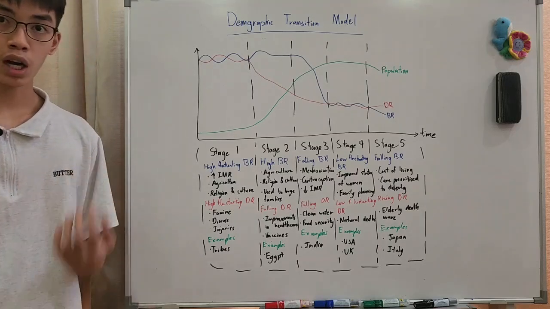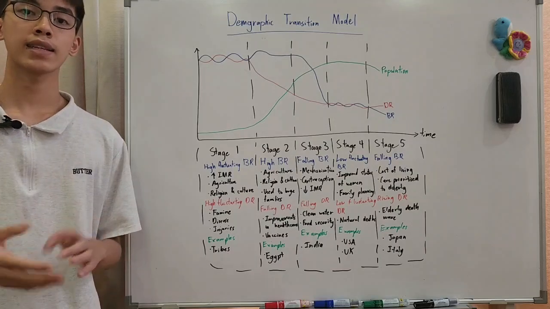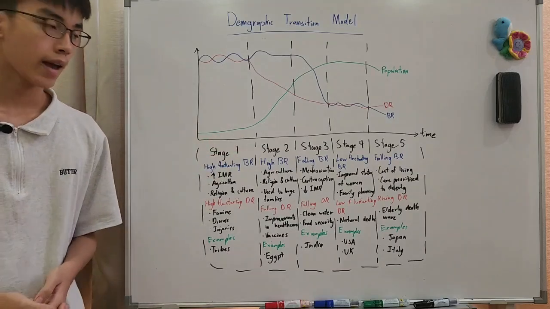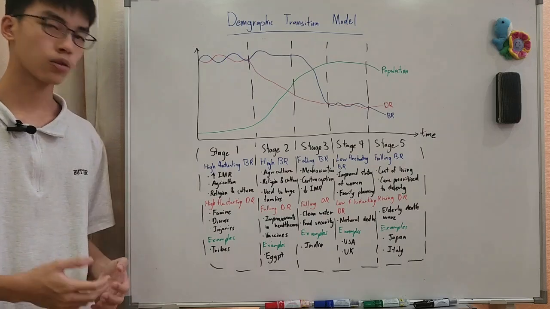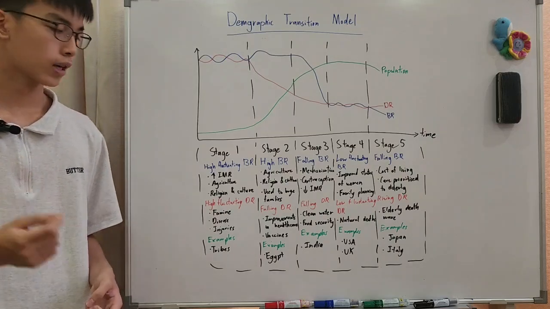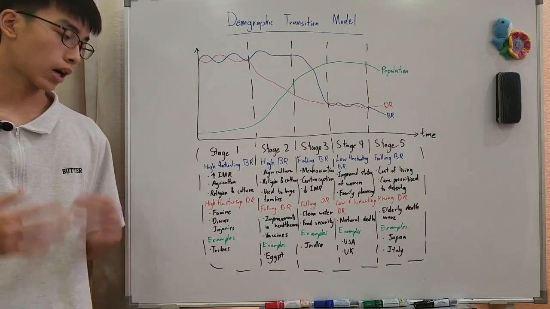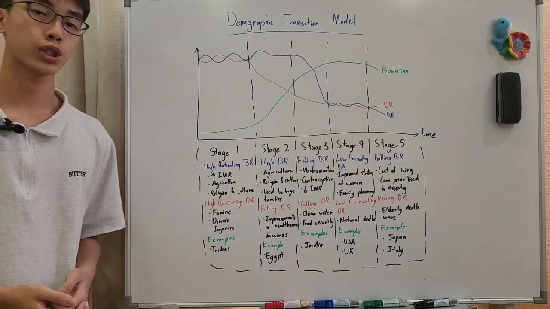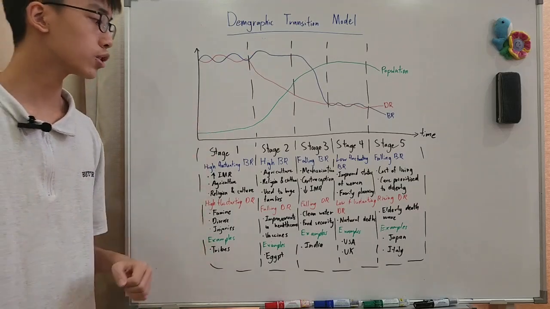As for examples, country-wise there's no set example because most countries have developed away from stage 1 to stage 2. Examples are only undiscovered tribes or tribes that are disconnected from our society, such as North Sentinel Island in the Indian Ocean. So let's move on to stage 2.